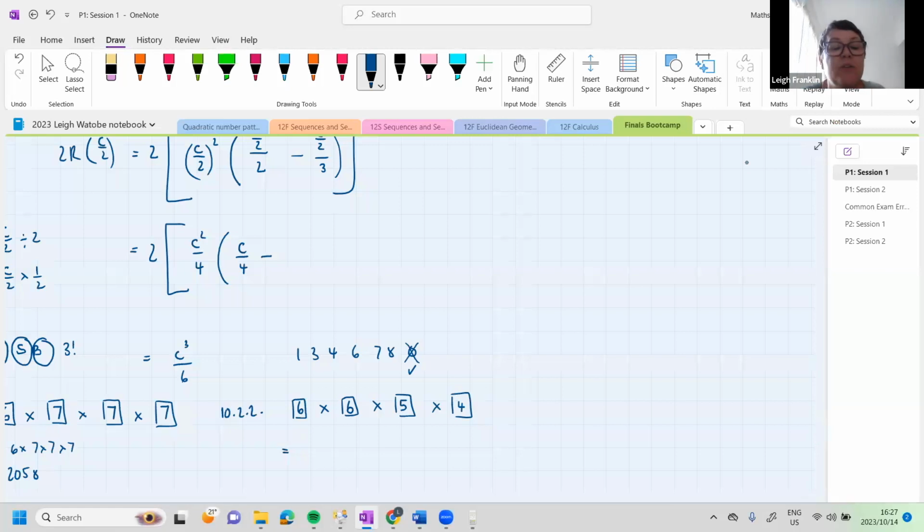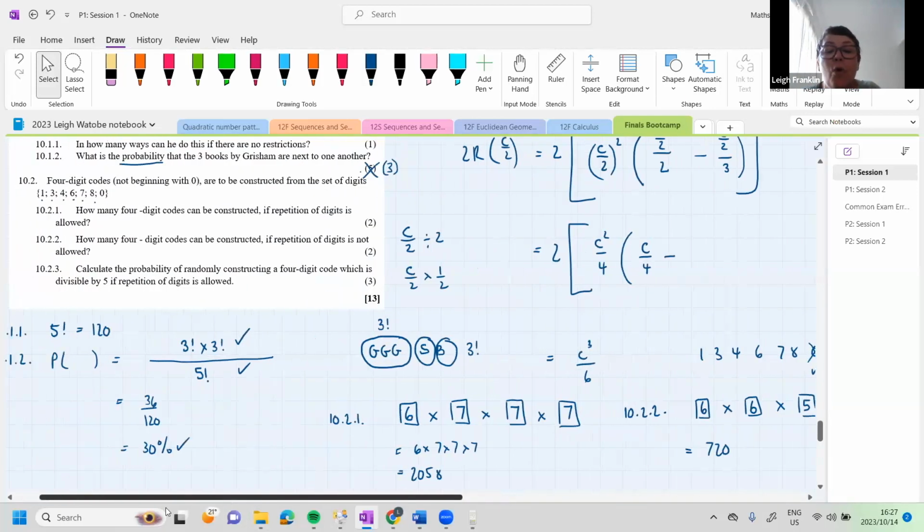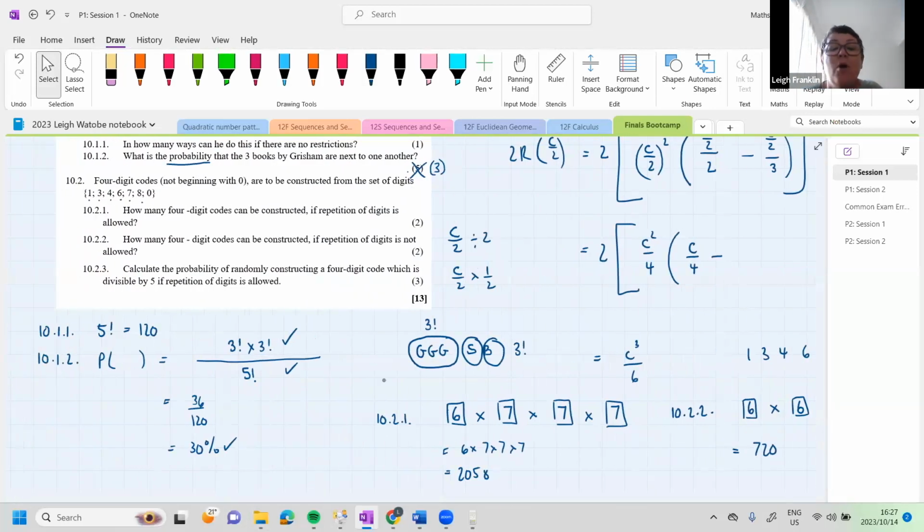So that would give us 720, which a whole lot of you have been putting in the chat. Well done. Okay, so here it's a mark for your first line and then a mark for your answer. Okay, for both of those.